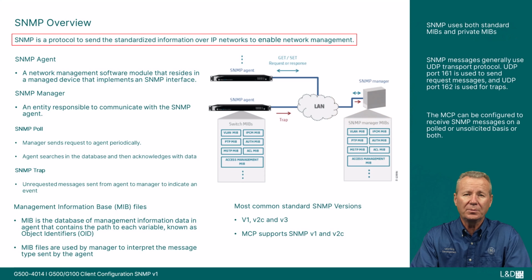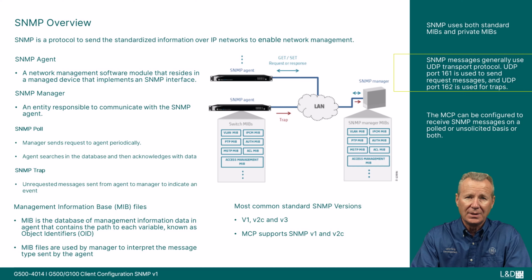SNMP stands for Simple Network Management Protocol. As previously annotated in the overview of this video, you'll hear me pronounce it as SNMP, just for ease of pronunciation. The SNMP is a protocol to send standardized information over IP networks to enable network management. SNMP messages generally use UDP transport protocol, UDP port 161. UDP port 161 is used to send request messages, and UDP port 162 is used for traps.